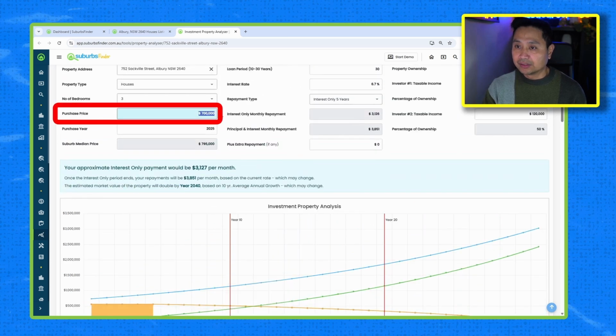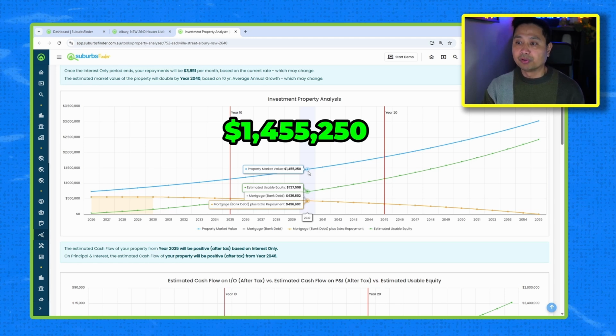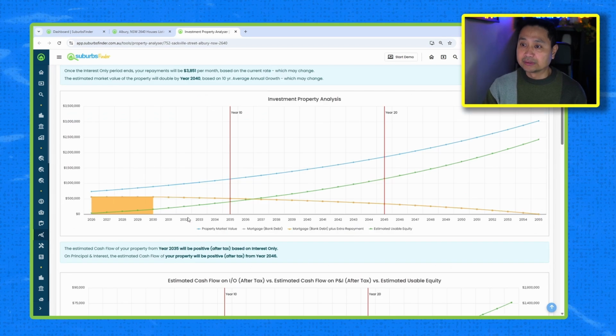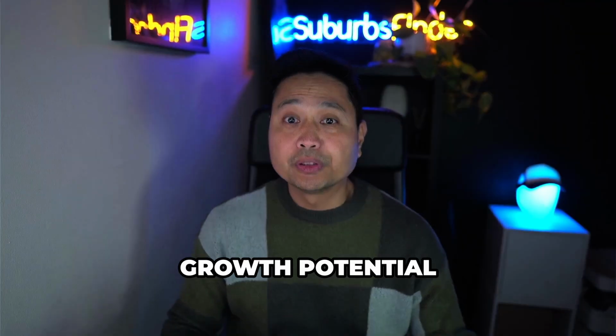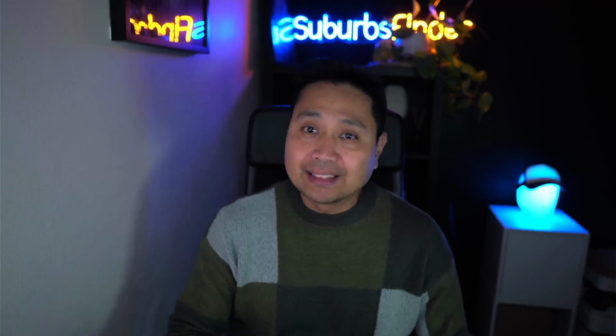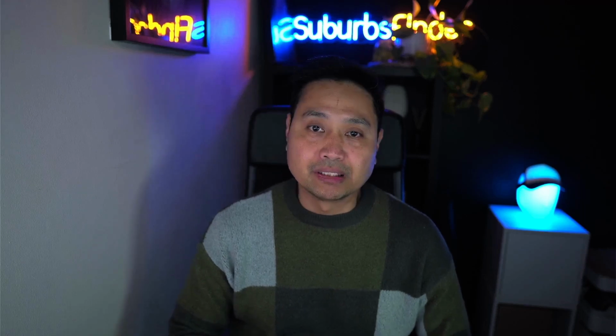So at $700,000 today, in 2040 it is projected to have a property market value of $1.45 million based on the 5% compounded annual growth rate. Of course, historical performance is not a guarantee of future performance, but it's a good way to benchmark. Capital growth potential is key for wealth creation. Estimating capital growth lets us plan our long-term gains and equity build-up even with conservative assumptions.